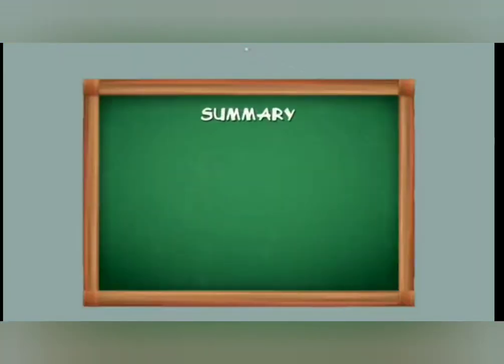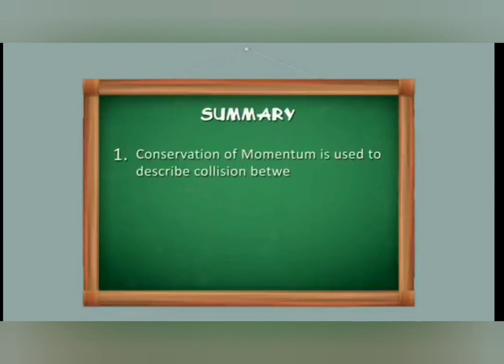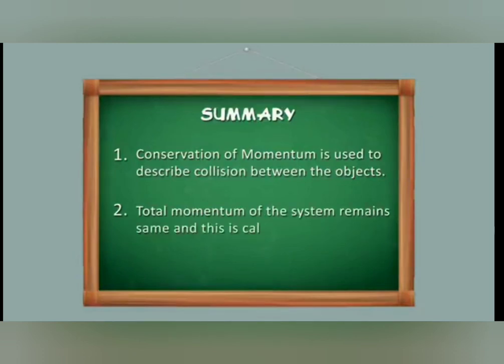Summarizing what we have studied till now, the first is that the conservation of momentum is used to describe the collisions between the objects. The second is that the total momentum of the system remains the same, and this is called the law of conservation of momentum.